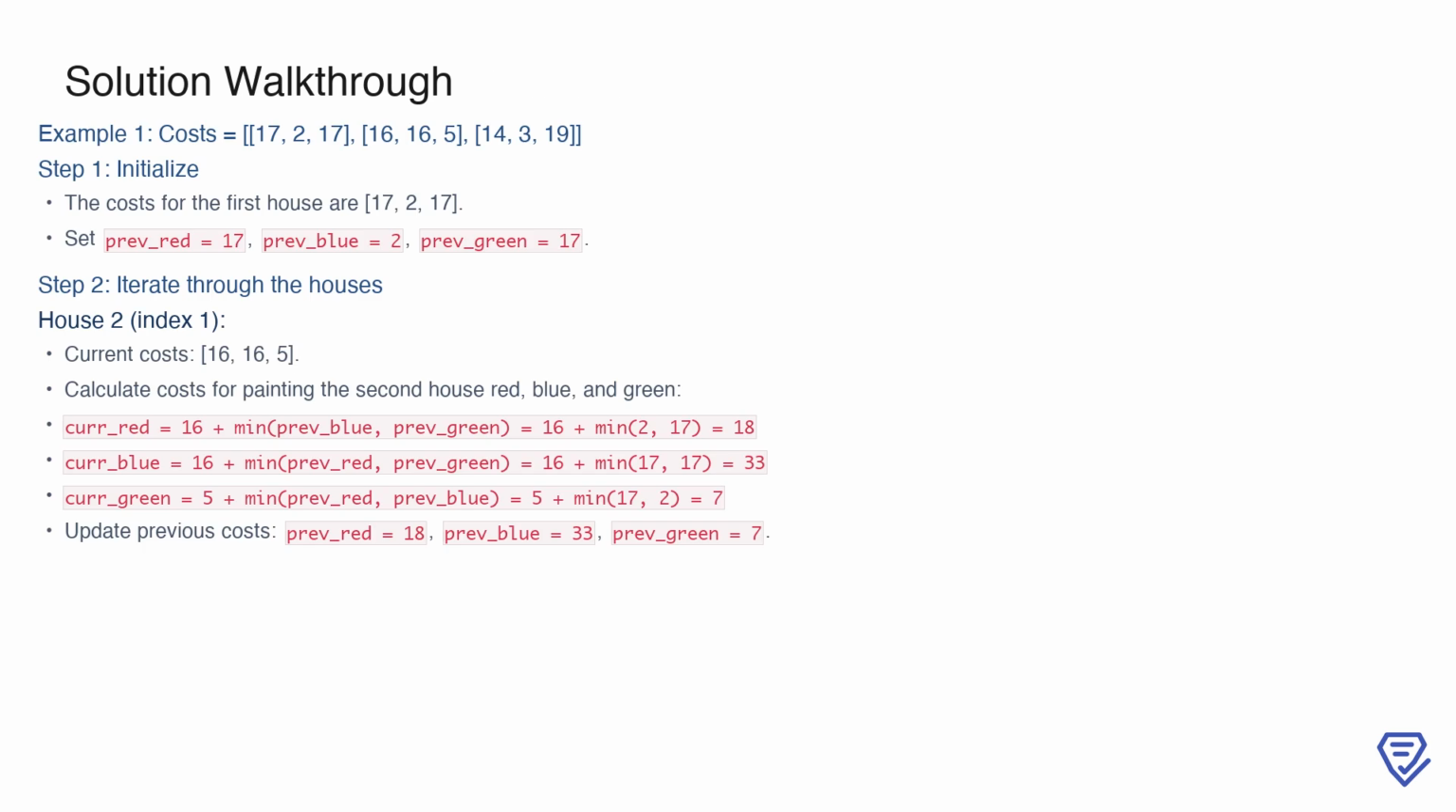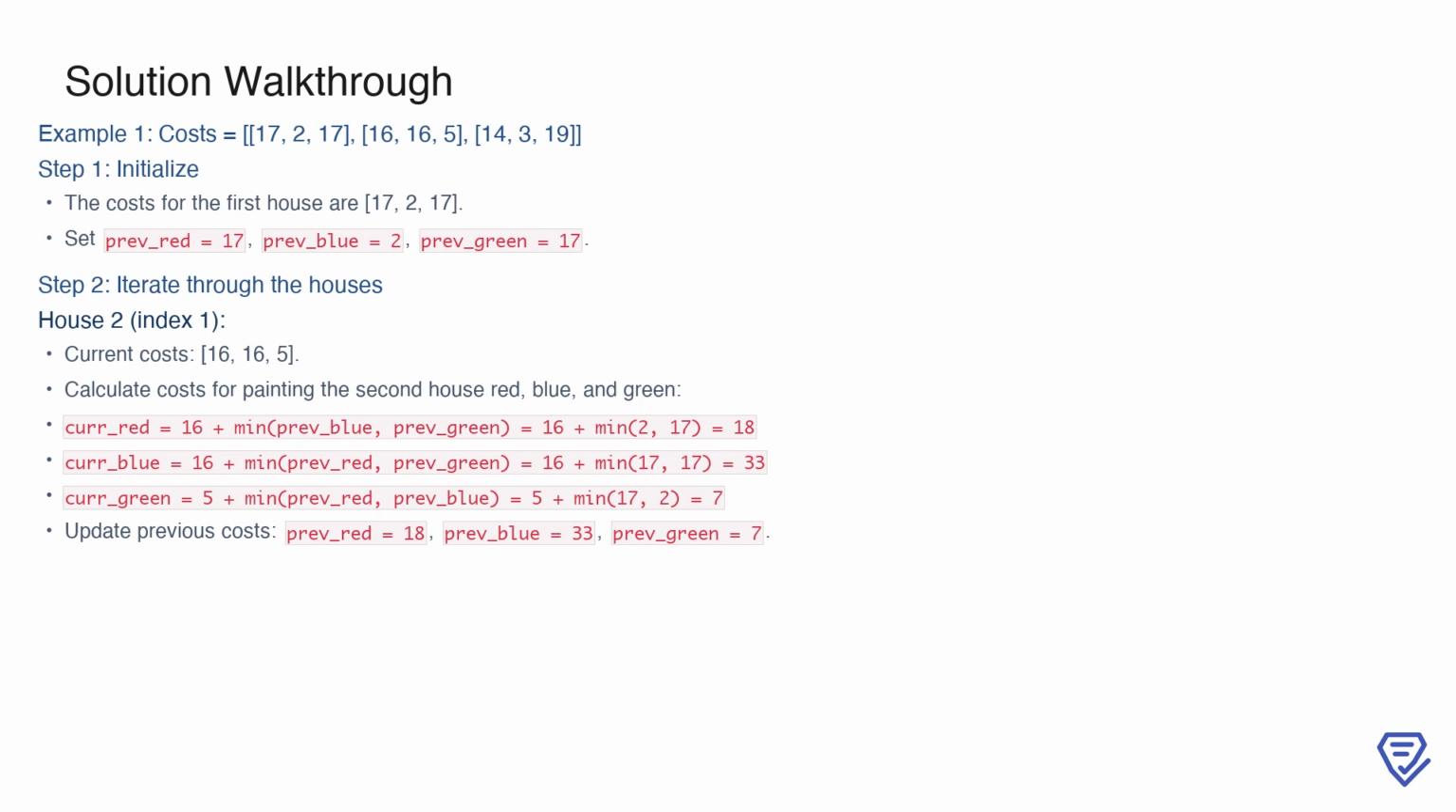To begin solving this problem, we start with the first house. The costs for painting it red, blue, and green are provided as 17, 2, and 17, respectively. We initialize three variables to represent the previous costs. Prev_red is set to 17, Prev_blue to 2, and Prev_green to 17.